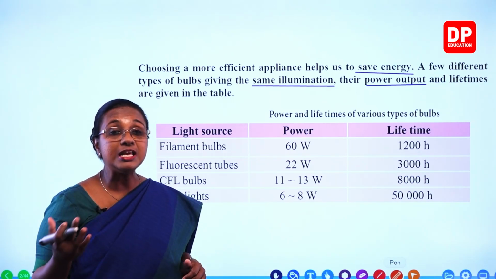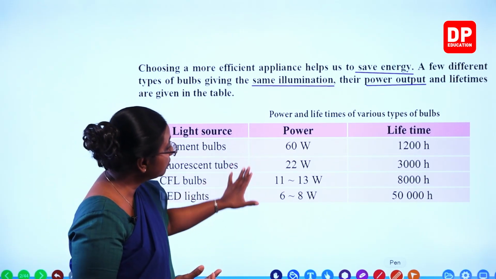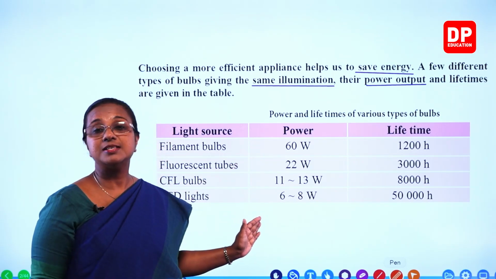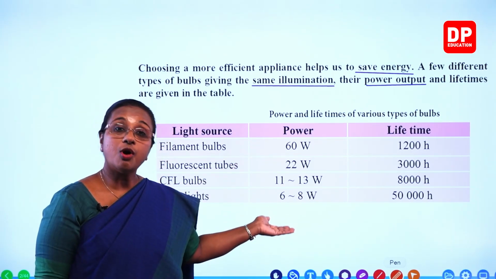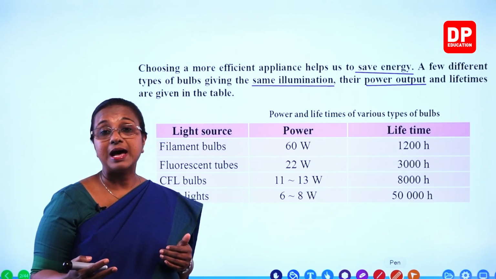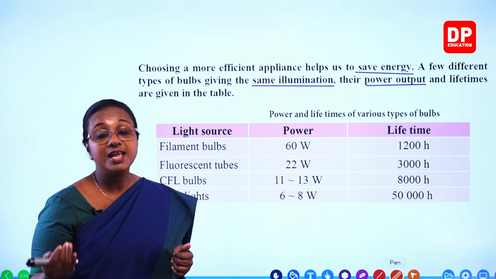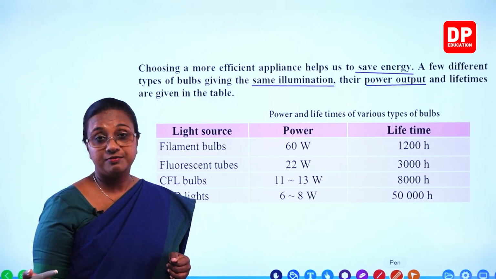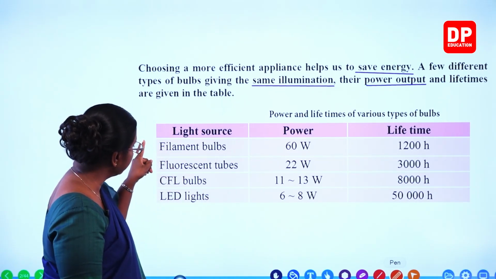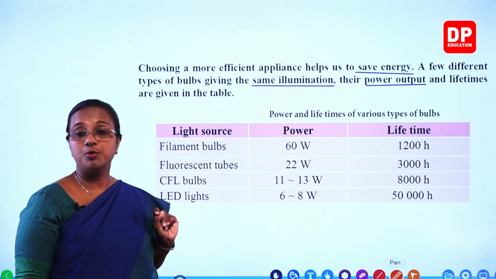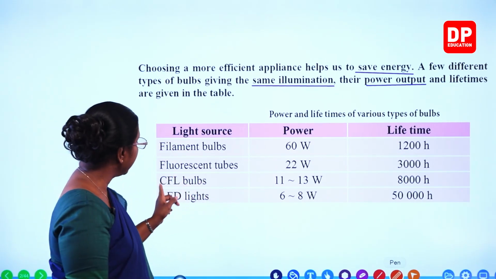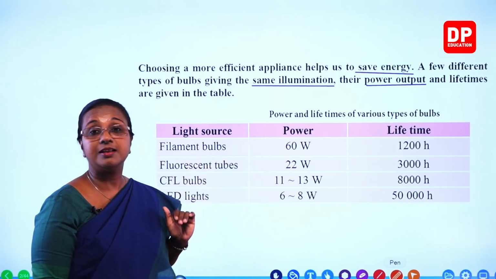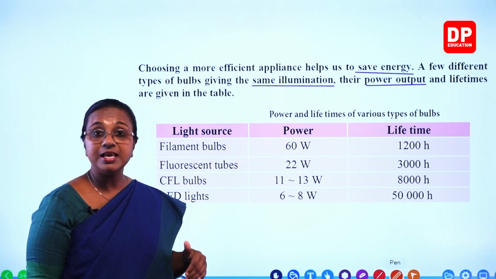So, if you only consider the power, what do you think is more efficient? As you go down, the power consumption is less. So, obviously, the electric appliance that consumes less power to give the same illumination is more efficient. So, compared to filament bulb, fluorescent tubes are better. That's the tube lights. Then CFL bulbs are even better. As you see, the power consumption decreases.